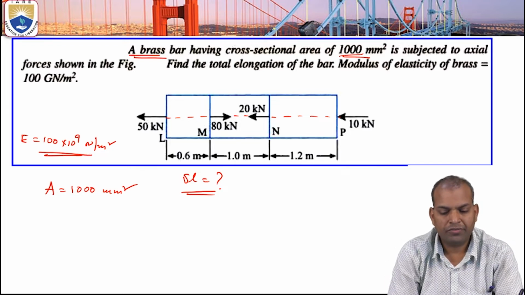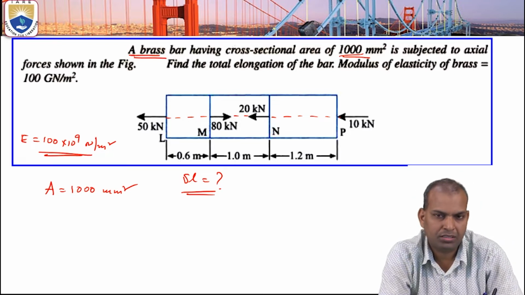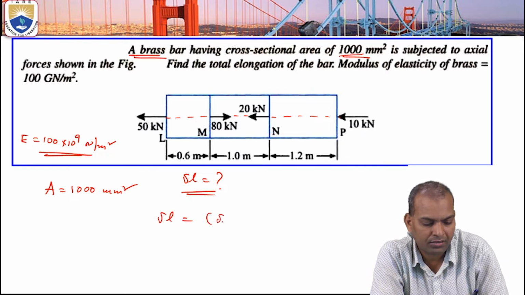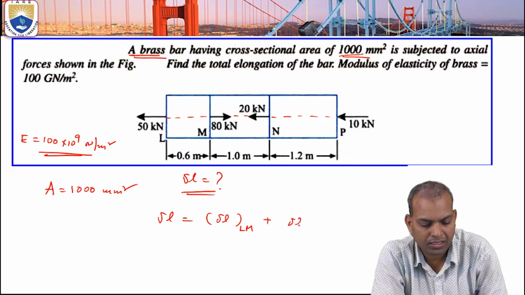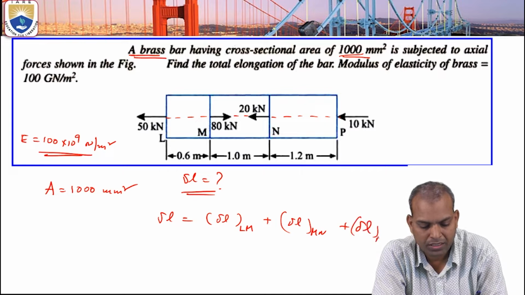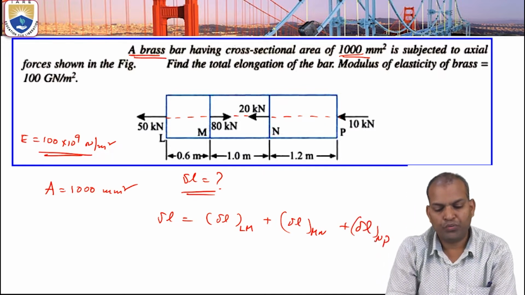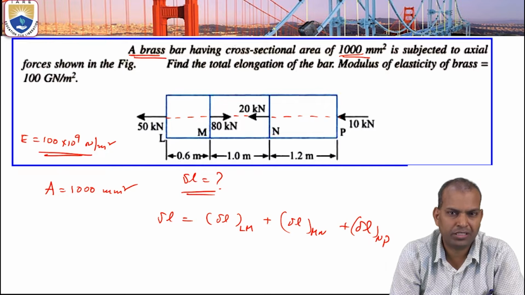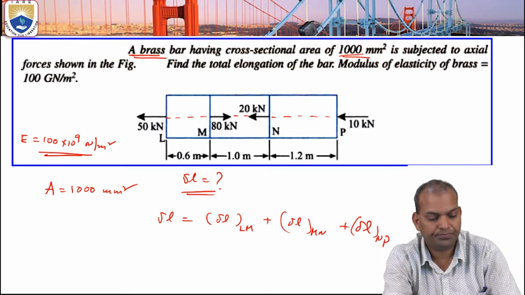So this is the data given here. Now the total extension, delta L, is equal to delta L of section 1, that is LM, plus the algebraic sum of delta L of the MN section and delta L of the NP section. Before starting the problem, what to do? We have to draw the free body diagram by individual sections: LM section, MN section and NP section.